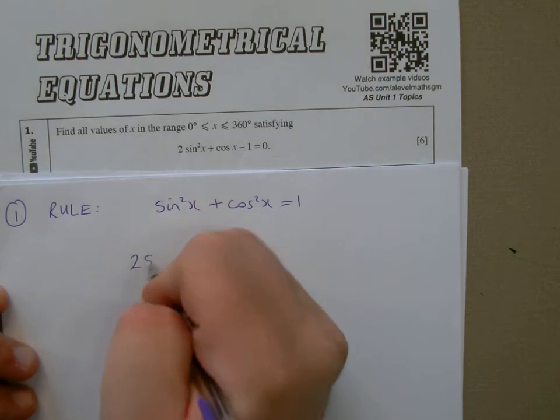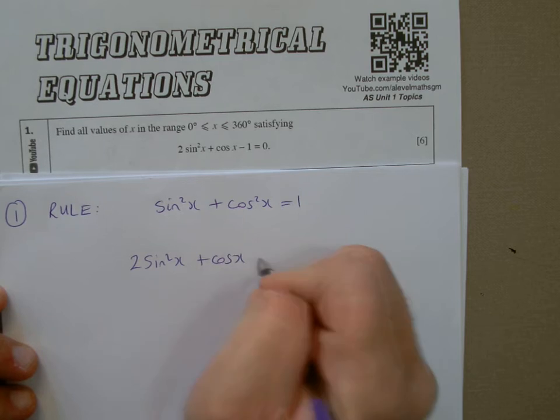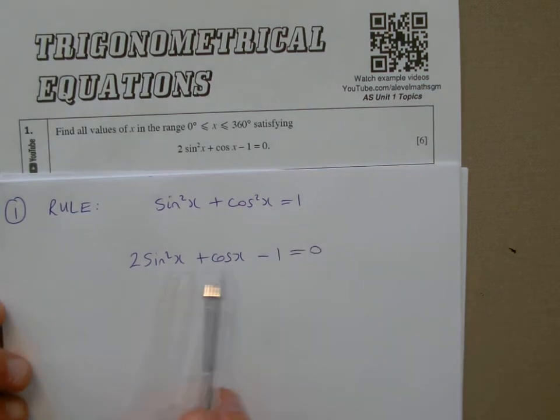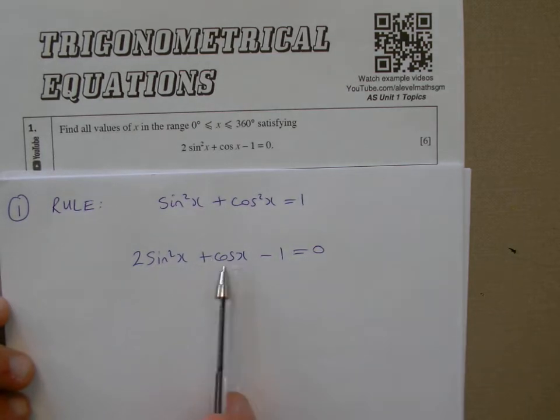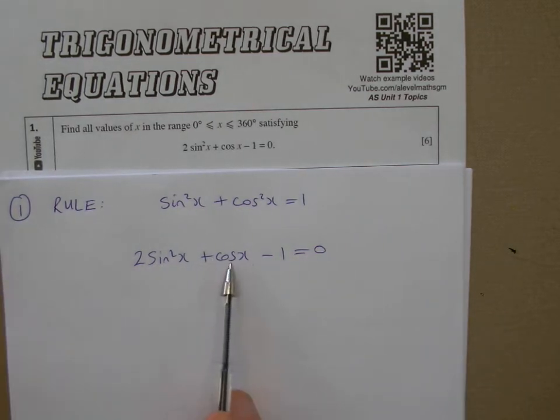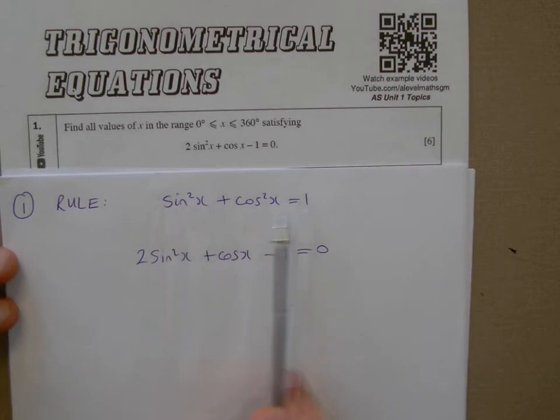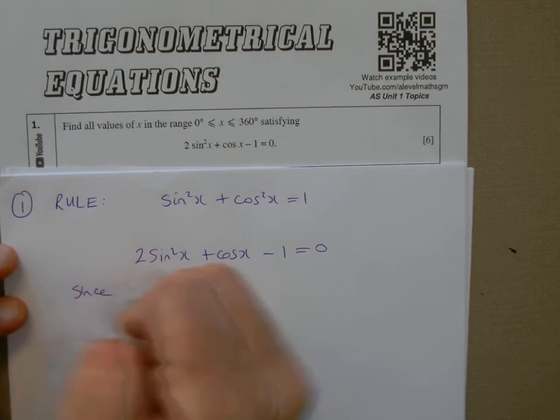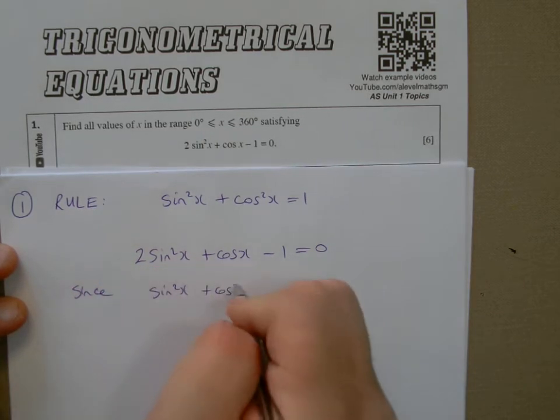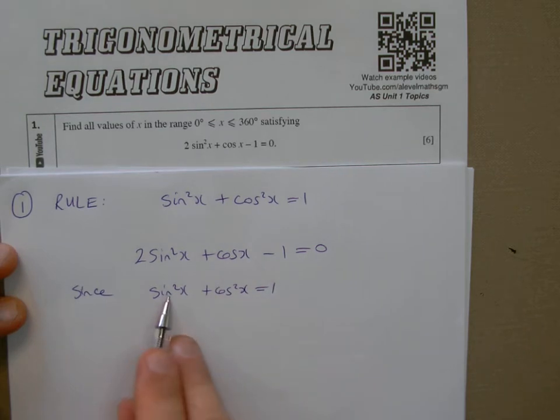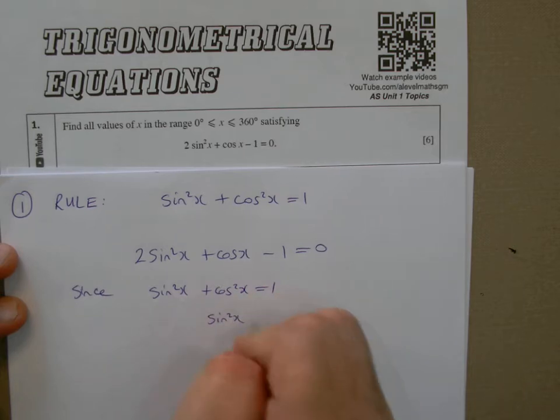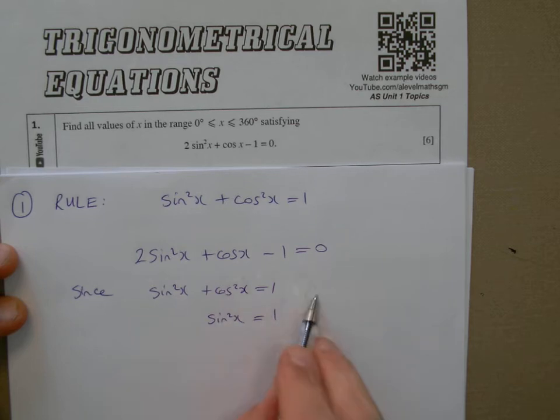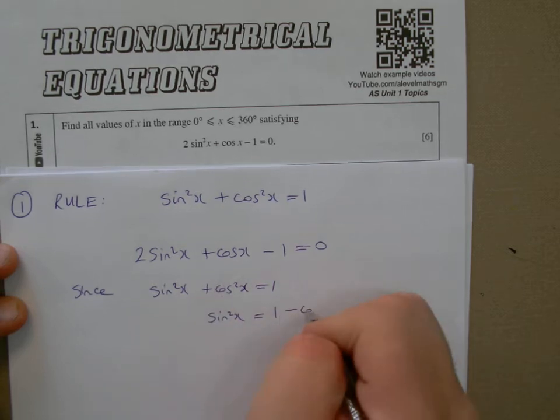So I've got 2 sine squared x plus cos x minus 1 equals 0. Now when you see this, we cannot change the cos x. The cos x has to stay as cos x, there's nothing we can do with that. But we can actually change the sine squared x, reason being we've got this rule here. Since sine squared x plus cos squared x equals 1, I could rewrite this so that we get sine squared x in terms of the rest of it. In other words, sine squared x is equal to 1, and I take the cos squared x over. Does that make sense? If I take it over, it becomes a minus cos squared x.